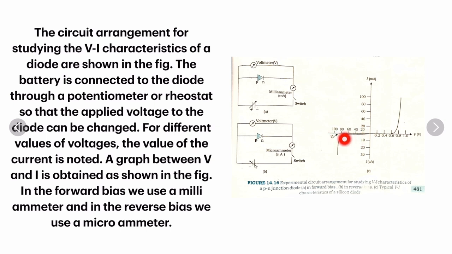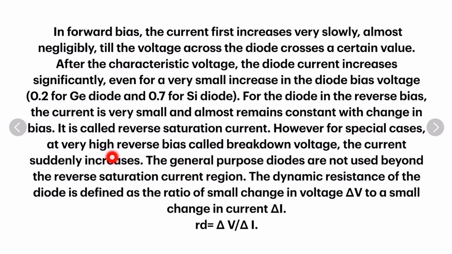But at a particular voltage, you can see between 80 and 100, here it is VBR, which is the breakdown voltage. At breakdown voltage, suddenly the current shoots up. So that is what they said here. However, for special cases at very high reverse bias called breakdown voltage, the current suddenly increases. The general purpose diodes are not used beyond the reverse saturation current region.